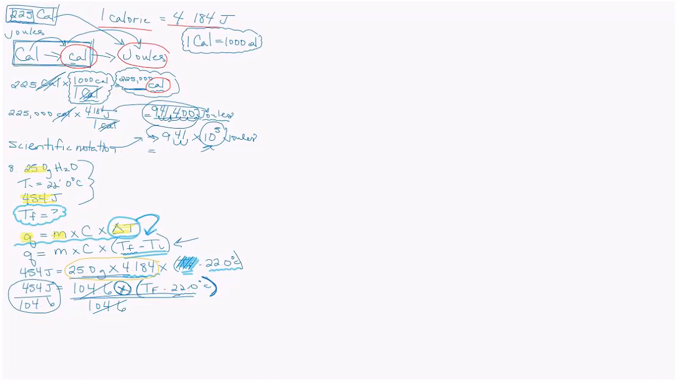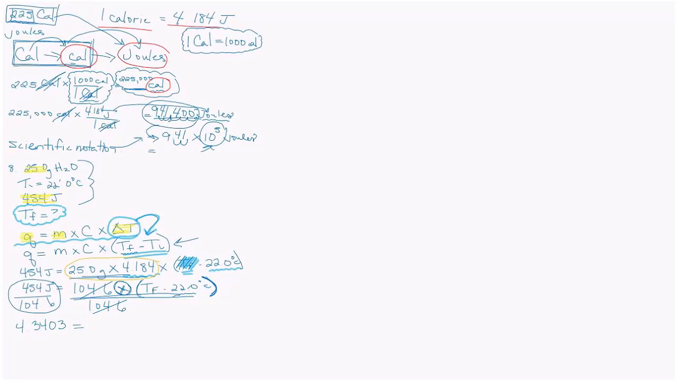454 divided by 104.6 is equal to 4.34. And I'm going to keep a few more of the numbers, because I don't want to round it off too much. It's really long, 4.340344168, but I'll just leave it as that.